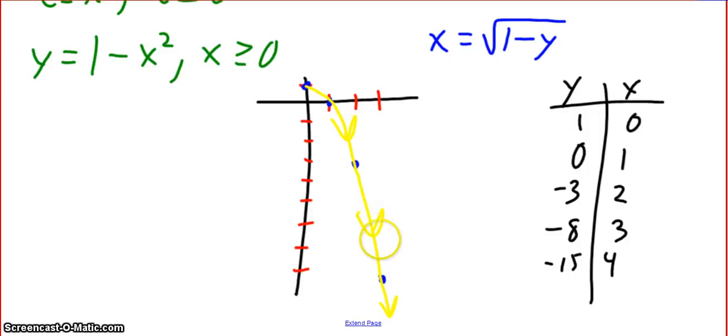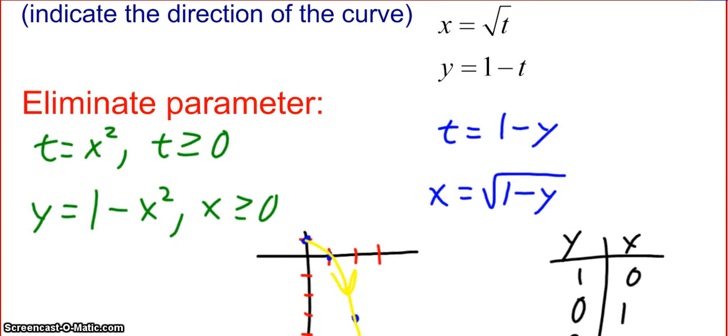Okay, so our curve should be going down. That's the direction of the curve. I got that from doing this table. Now here, what I want to talk about specifically with this problem, so if we eliminate the parameter, there's two ways in which we can do that. So what I did on the left here in the green versus what I did on the right here in the blue. And when we eliminate the parameter, we need to be aware of the domain of t.